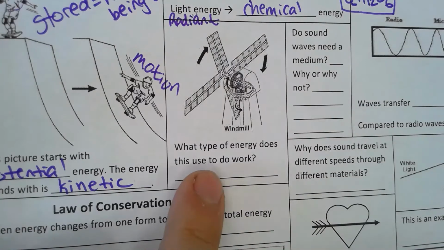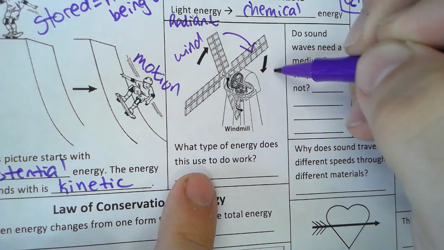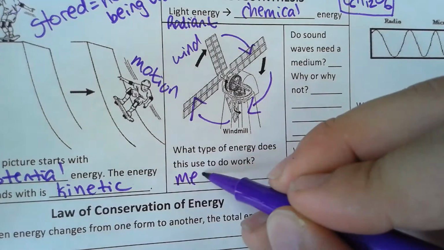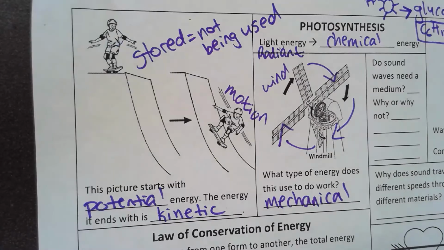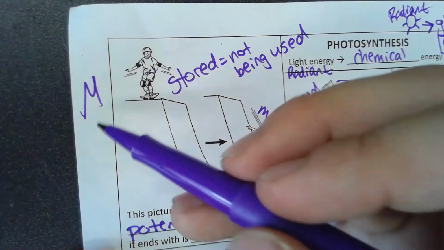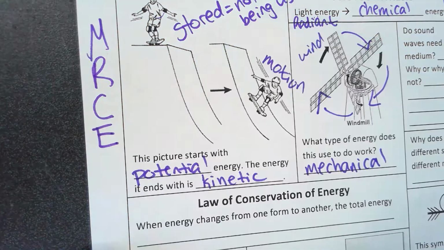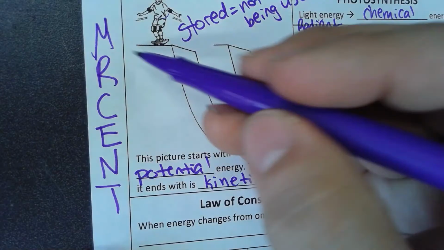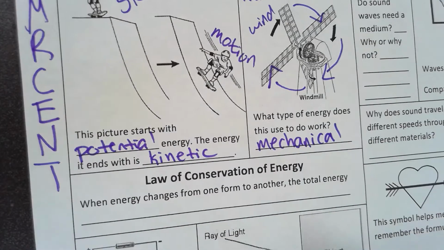What type of energy does this use to do work? So the wind making it move, moving is an example of mechanical energy. Alright. And then if you forget your forms of energy, just remember Mr. Cent: mechanical, radiant, chemical, electrical, nuclear, and thermal. Okay, you should be able to tell me what each of these are and give an example of each one. Look in your interactive notebook and maybe you can make a list later on.